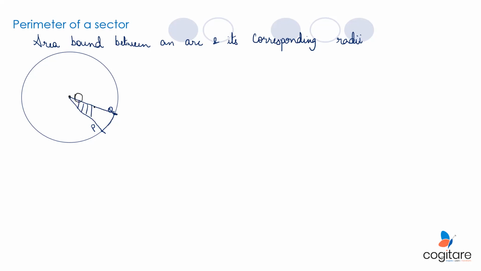It is this complete area, this pizza slice, which is called a sector. It's the area bound between an arc and its corresponding radii. It's not some other radii that I can form with the point anywhere else. It has to be the radii that is formed by connecting the endpoints of the arc with the center. Okay? If you've forgotten the definition, pause the video and make a note of it.